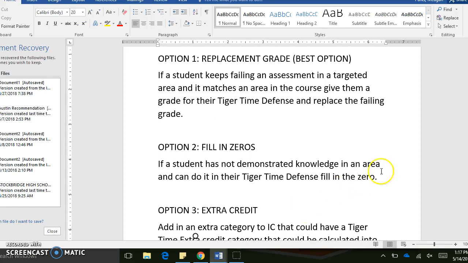But the best option, again, I'm going to say it, is the replacement grade. Replace that failing grade with a grade of mastery if they definitely demonstrated that they have the skill and they use that skill in something that they're actually passionate about.